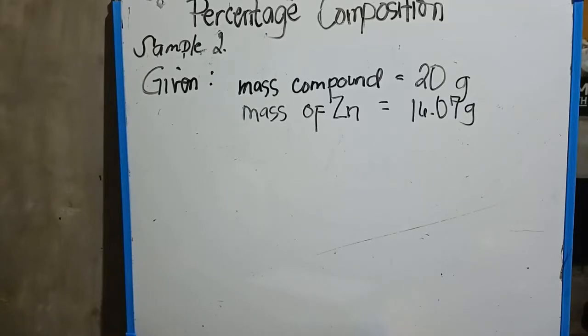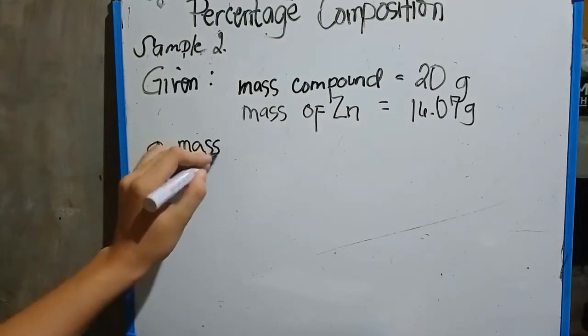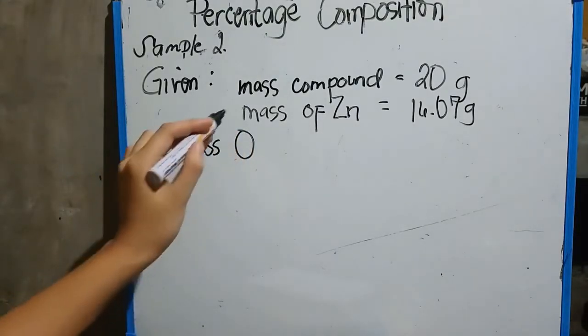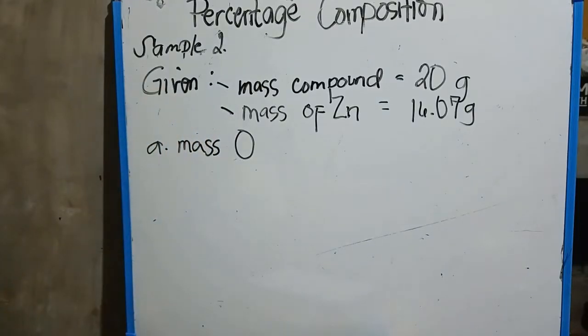So first, we need to determine the mass of the oxygen. Since the mass of oxygen is unknown, we cannot proceed to solve the percentage composition of the compound. So first, determine the mass of oxygen. We already have the mass of zinc and also the mass of the compound. So how to solve for the mass of the oxygen?